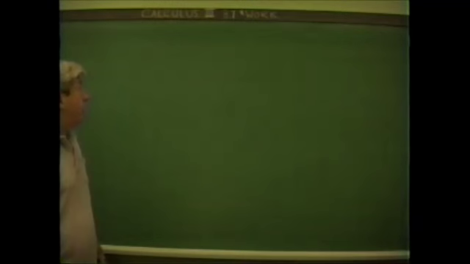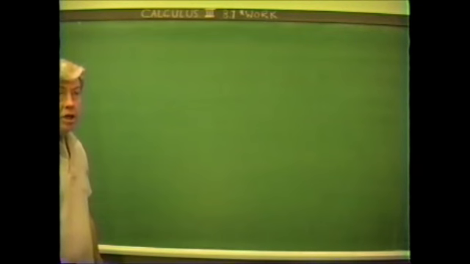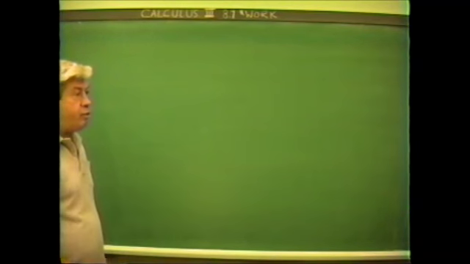We're going to take a look now at another example of work. This is a traditional example of the work done against gravitational attraction, or any attraction such as magnetic attraction, where the force is proportionate to the distance squared.